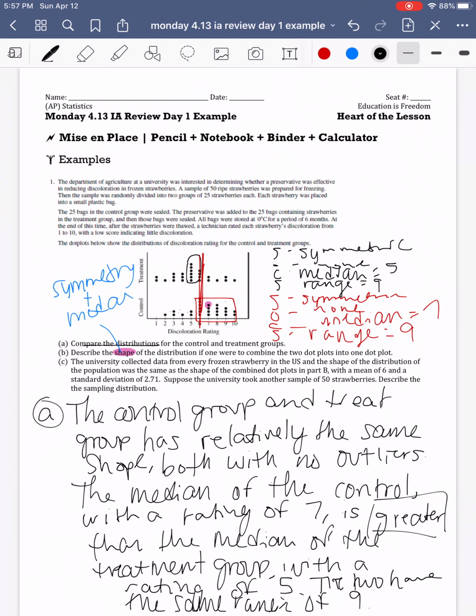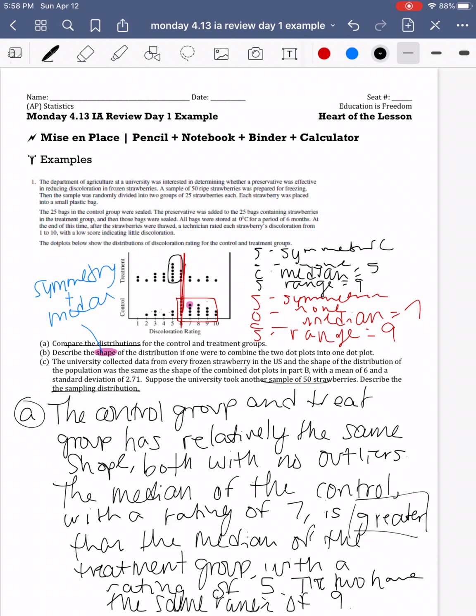Okay, and so now part C. The university collected data from every frozen strawberry in the US, and the shape of the distribution of the population was the same as the shape of the combined dot plots in part B. So they're saying that they took the population and it's the same as what we described above, and it has a mean of 6 and a standard deviation of 2.71. So suppose the university took another sample of 50 strawberries, describe the sampling distribution. So they're asking us to describe this sampling distribution.